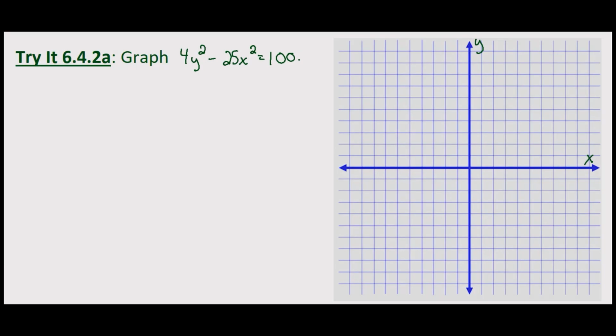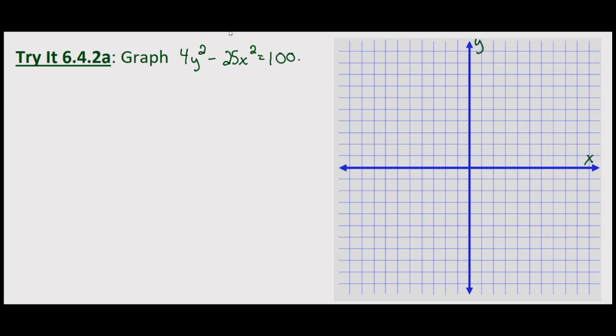In this exercise, we're asked to graph 4y squared minus 25x squared equals 100. Now we have an x squared term and a y squared term, and subtraction is involved. The leading coefficient is positive, so we know that this is going to be a hyperbola. Now, how do we graph a hyperbola when we're given this form?